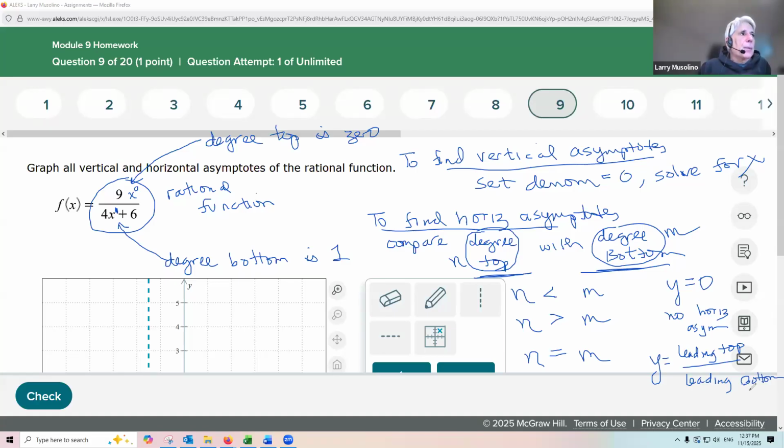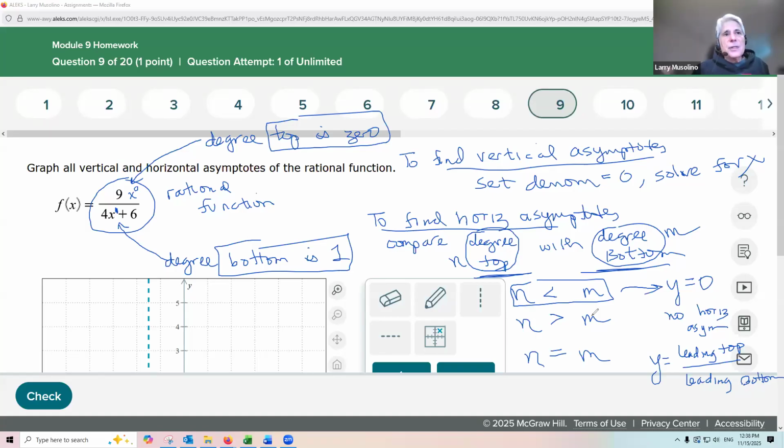But let's do our example. The degree on top is 0. The degree on the bottom is 1. Well, 0 is less than 1, so we are in this row of the table. So the horizontal asymptote is y equals 0. Well, y equals 0 is the x-axis.